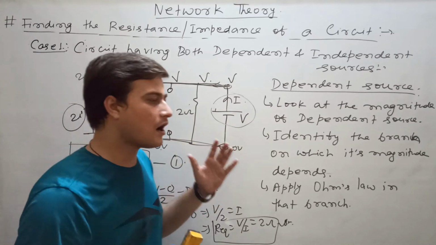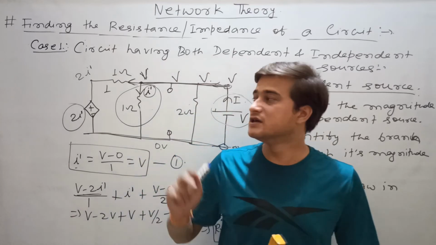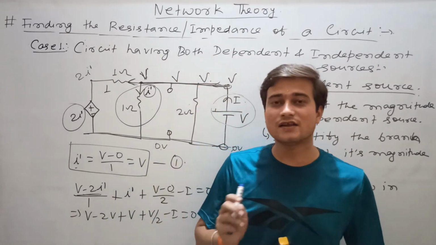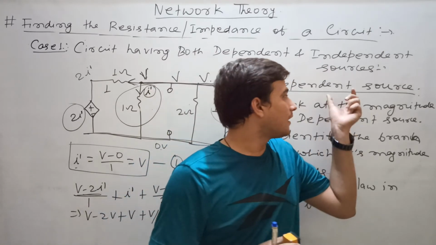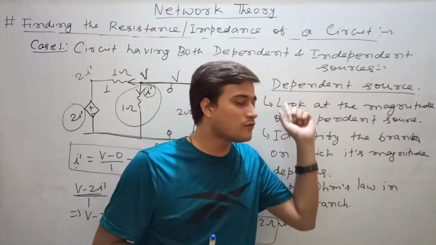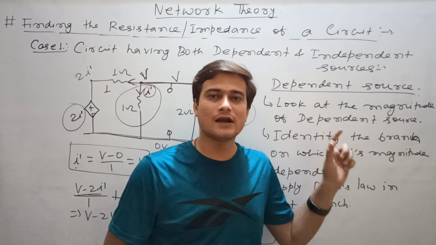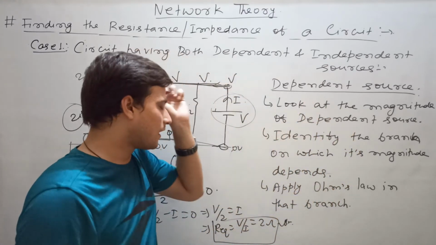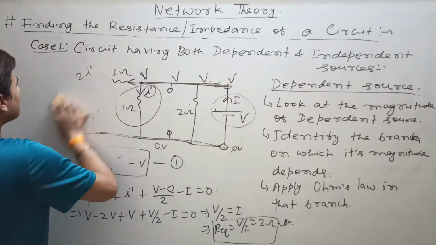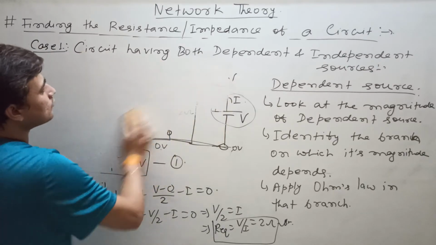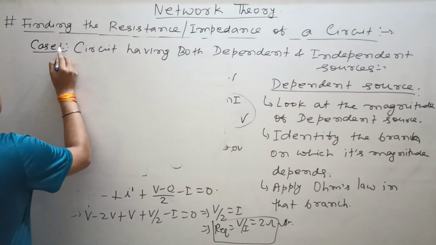Clear? So you can see how easily the question has been solved, but you should remember the steps. That means if a dependent source is there in the circuit, then these are the different steps to find the equivalent resistance. And again, for a dependent source, you will have to find the value of the dependent source. That means you will have to relate the magnitude of the dependent source with other voltages and currents. So for that, these three steps are compulsory. Clear? So next come to the fourth case. This was case 3.